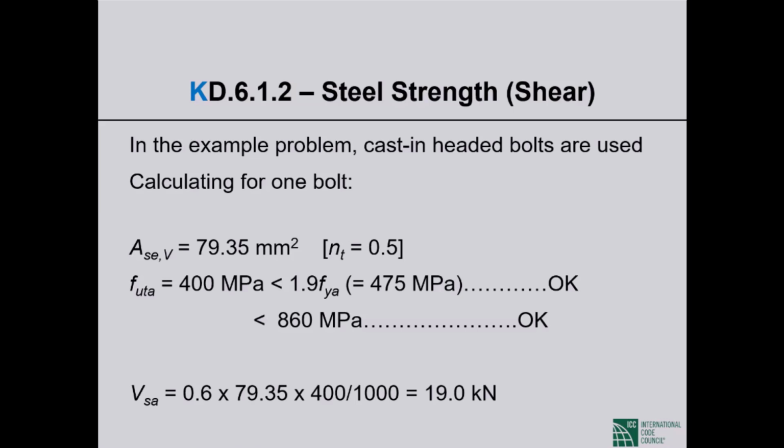We have headed bolts, not studs. So 60% of the 400 MPa, multiplying the 79.35 square millimeters for a single anchor, is 19 kilonewtons. Okay, 19 kilonewtons. This is the nominal value.